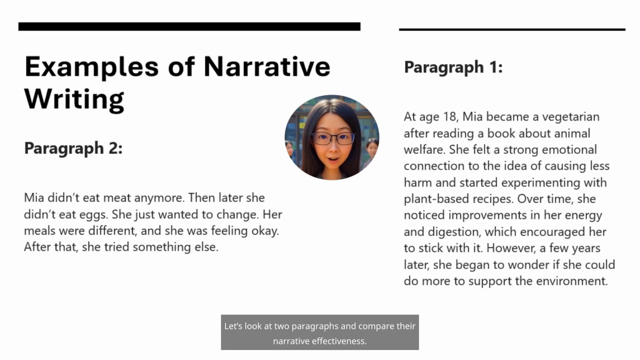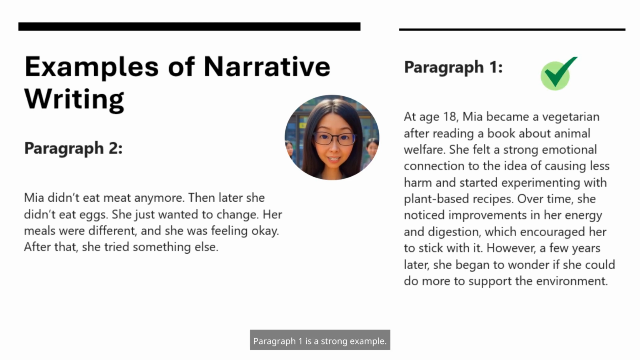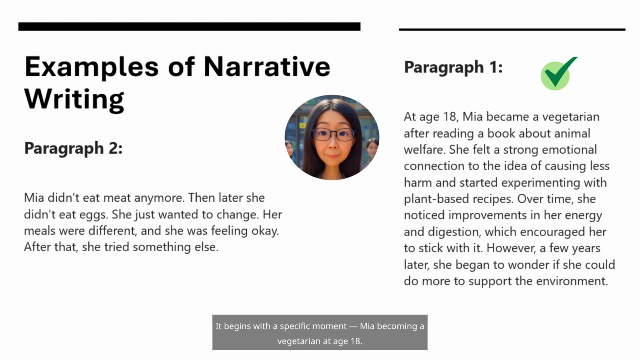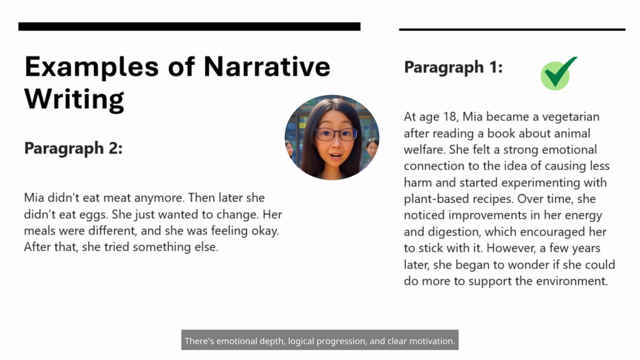Writing examples. Let's look at two paragraphs and compare their narrative effectiveness. Paragraph 1 is a strong example. It begins with a specific moment, Mia becoming a vegetarian at age 18. It explains why she made that choice and what she experienced afterwards. There's emotional depth, logical progression, and clear motivation.